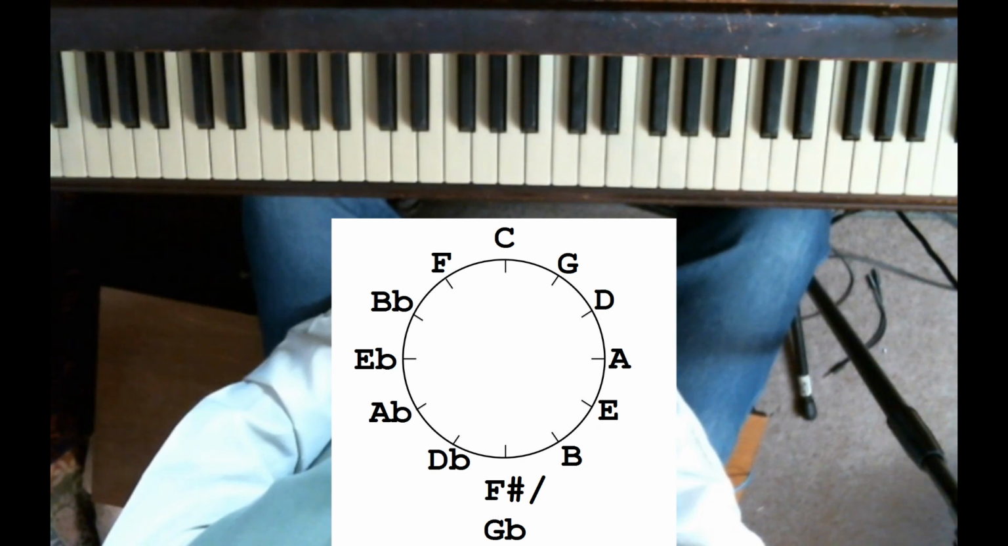If we go down a fifth from C, we get the first flat key, which is the key of F. The key of F has one flat, and since the first flat is B flat, in the key of F, all the notes are natural, except B is B flat.